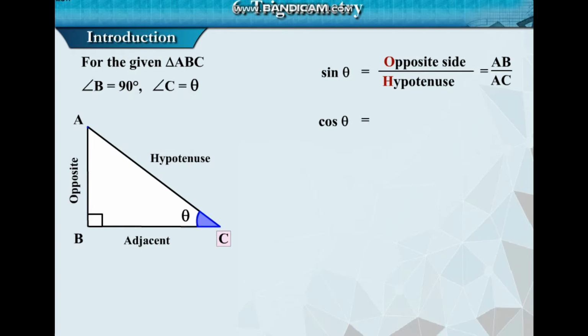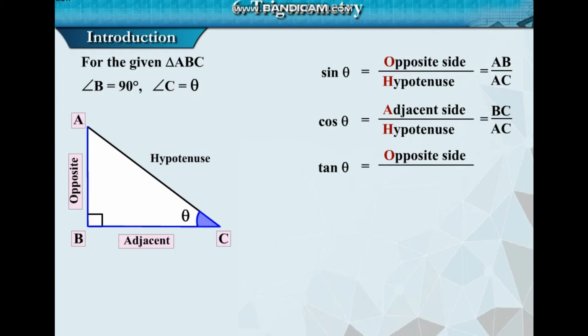Cos theta is equal to adjacent side upon hypotenuse, which is equal to BC upon AC. Tan theta is equal to opposite side upon adjacent side, which is equal to AB upon BC.